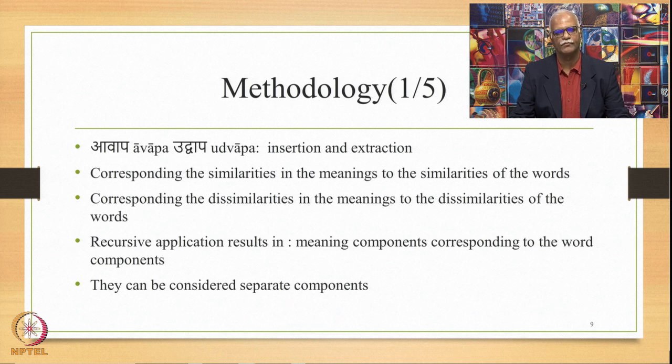What it means is corresponding the similarities in the meanings to the similarities of the words. The 12 sentence meanings and the 12 sentences that we have seen so far, we correspond the similarities. These similarities and dissimilarities are observable. The similarities on the one hand in the meanings and the similarities on the other hand in the sentences. These can be corresponded to with each other. Similarly, corresponding the dissimilarities in the meanings to the dissimilarities of the words. This is what is avapa and udvapa.